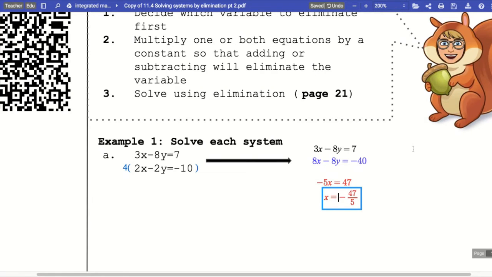Did I mess up somewhere? Nope. That's for real. All right, I guess we're going for it. Dang, that's going to suck.